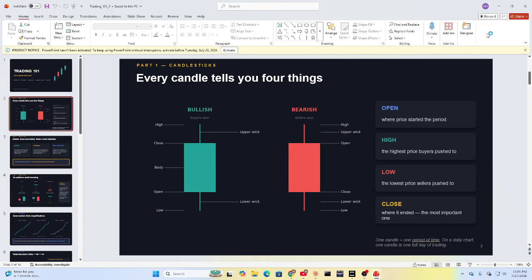First and foremost, you do need to know your candlesticks. Can we go into full screen? How do you go into full screen? I don't know.